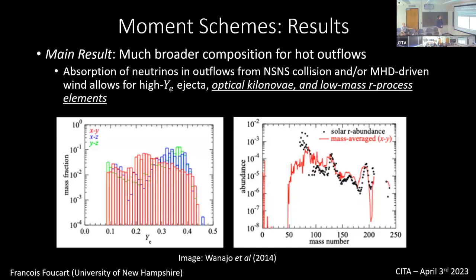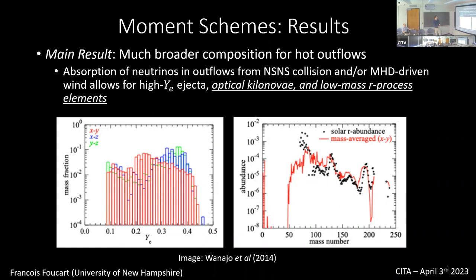What we actually learned from the moment schemes is a pretty good idea of the range of electron fraction that is possible in this system. So if you don't do a moment scheme, typically the electron fraction of the outflow is going to be somewhere between 0.05 and 0.2, very neutron rich. But as soon as you include the absorption from the moment scheme, you get a much broader electron fraction.